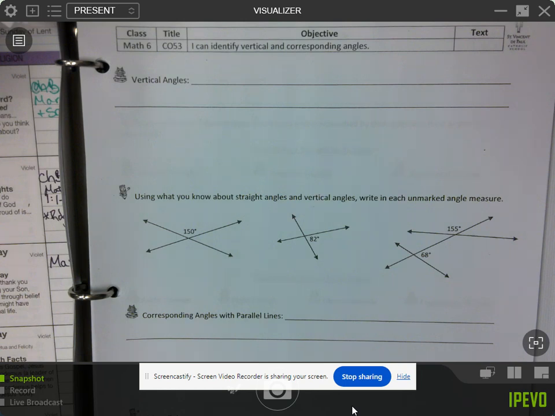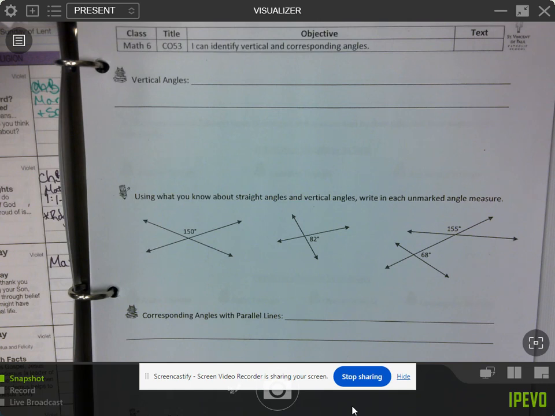Morning. Today we are continuing with those angles and we are doing CO53. I can identify vertical and corresponding angles. So we talked about complementary and supplementary yesterday. The day before we talked about acute, right angles, obtuse, and straight angles. So we're learning lots of different angles. We have two more angles that we're going to be learning about today, vertical and corresponding.